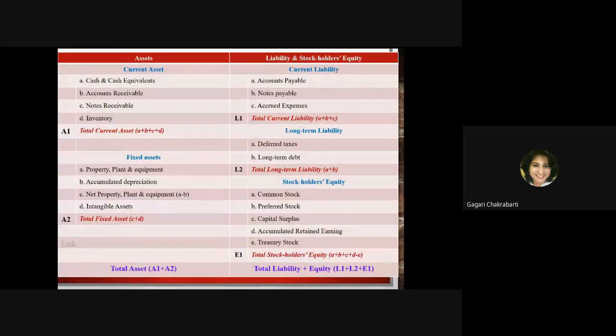Okay. So now we are moving on to the balance sheet. As you see here, one thing you should do: somebody is unmuting himself or herself. Please mute. Somebody is unmuted. Okay, thank you.